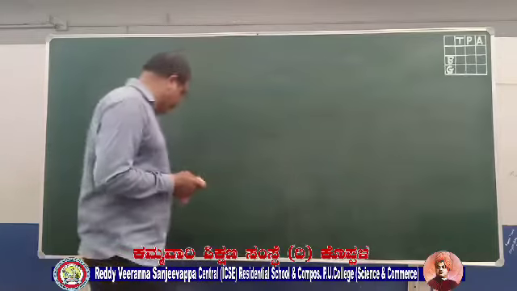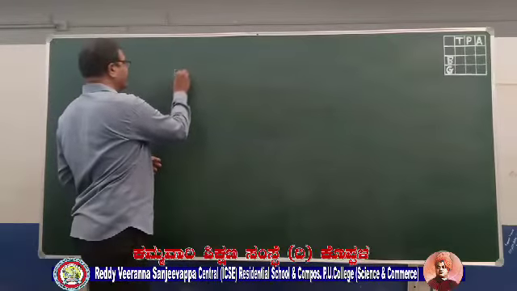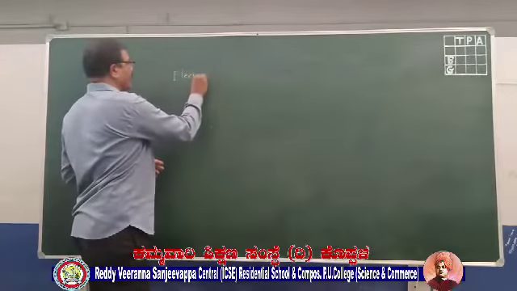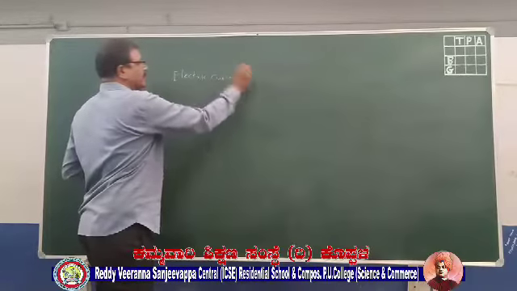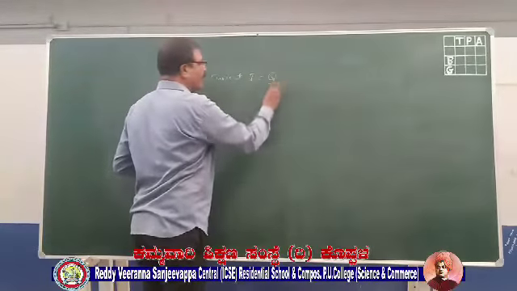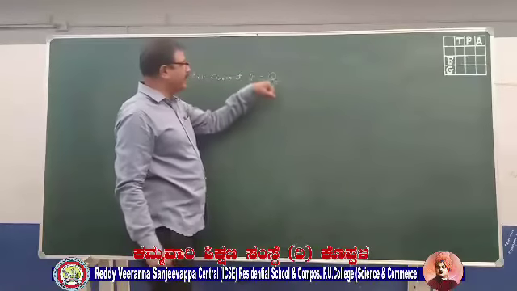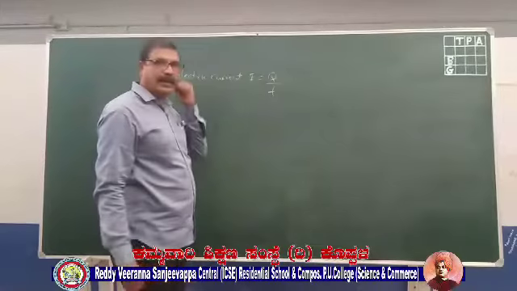The first and foremost thing we have learned in electricity is electric current. So electric current, what is the equation we learned? Electric current, I is equal to the rate of flow of charges across a point. That is what we learned about electric current.